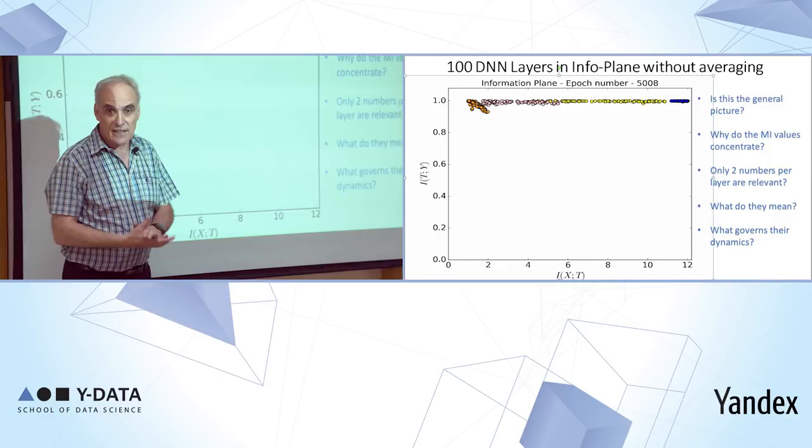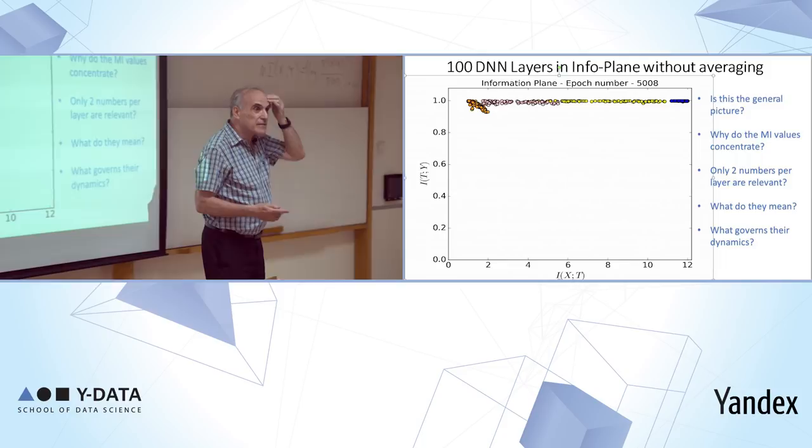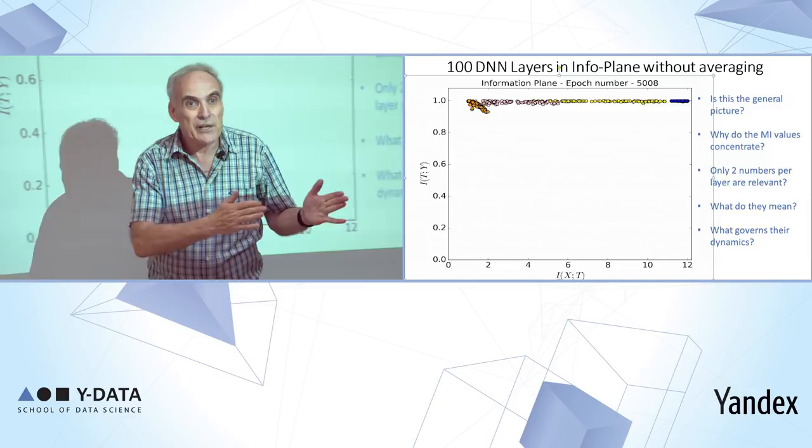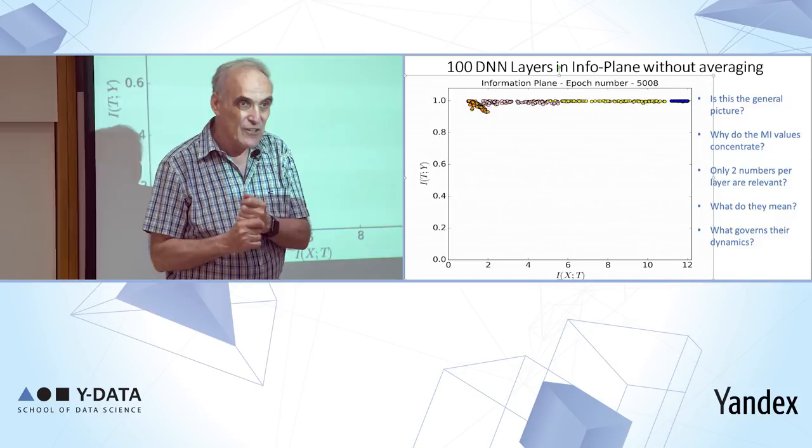What are these mutual information values? I mean, what do they mean? So I already told you that information about the label is essentially equivalent to generalization. This is an interesting quantity. What does it mean to compress the representation? Why is information about the input important? And why is it important that it goes down?